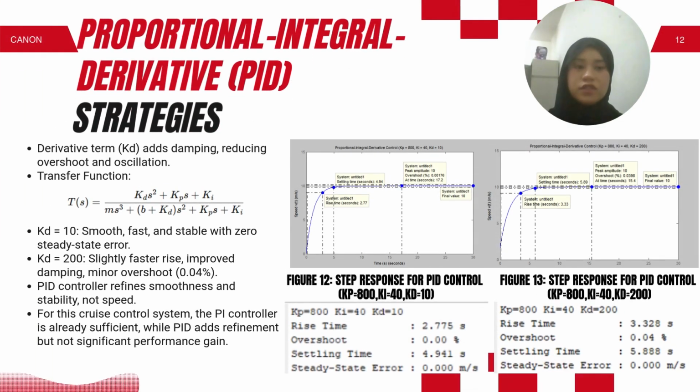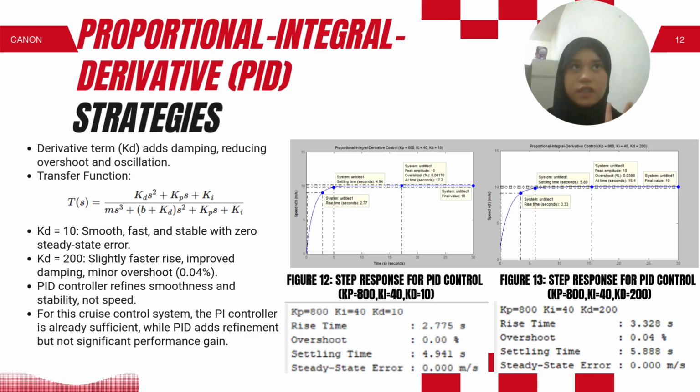Next, we move on to the PID controller, which includes the derivative term Kd. The derivative action helps the system anticipate change in error, improving damping and reducing small oscillation or overshoot. This is the transfer function formula for the PID controller. We tested two configurations too. First, with Kd equal to 10, the response was smooth, fast, and completely stable with zero steady state error.